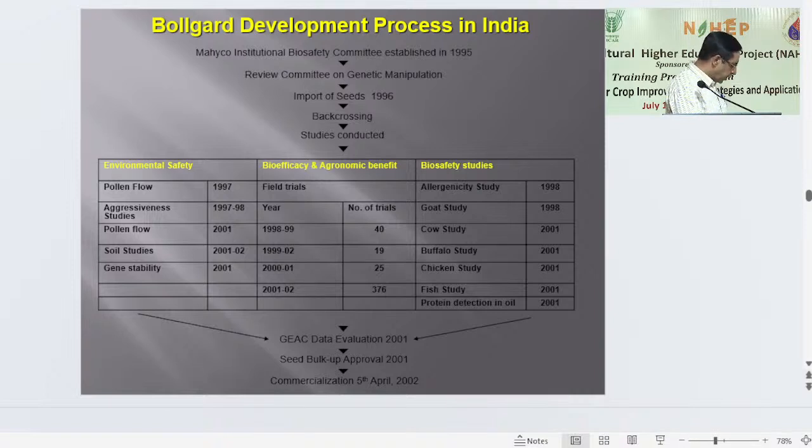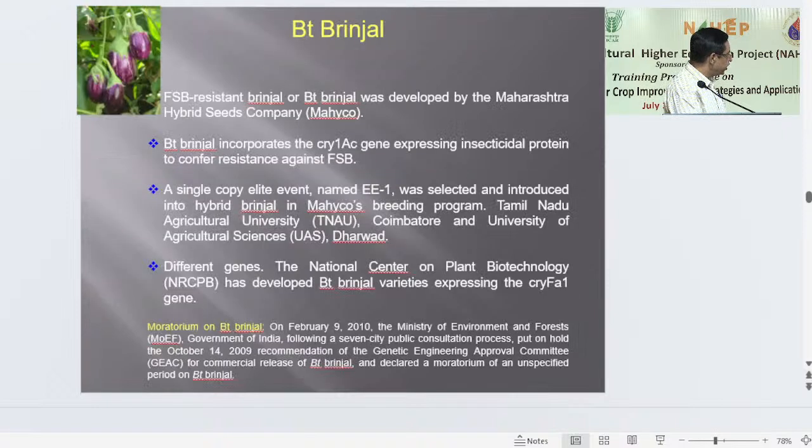And coming to BT brinjal, this was again important, and this BT brinjal was resistant to the fruit and shoot borer. Again, it was developed by MAHYCO. There were different events. There was one particular event by the name of EE1, and even our center participated in it, and we had generated a gene by the name of CryFA1.